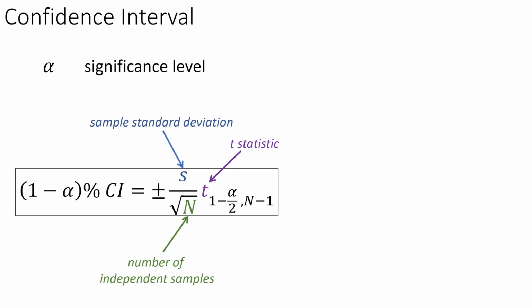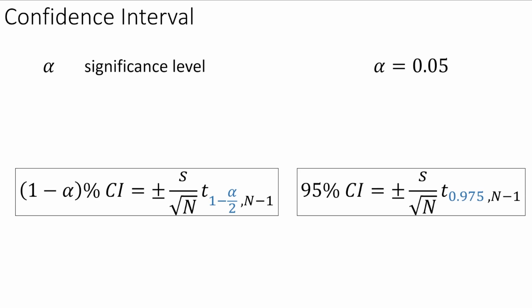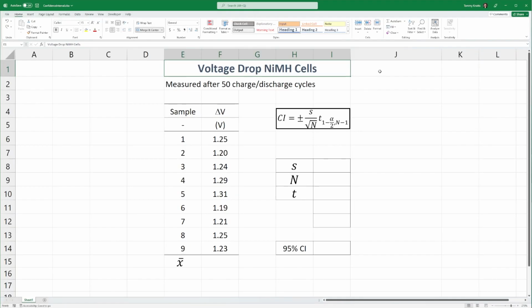The 1 minus alpha divided by 2 in the subscript denotes the need for a two-tailed test, and the n minus 1 in the subscript is the degrees of freedom for the student t-distribution. This t-value is looked up in a table or obtained from a function in a computer program. An alpha value of 0.05 is encountered often, which leads to a 95% confidence interval.